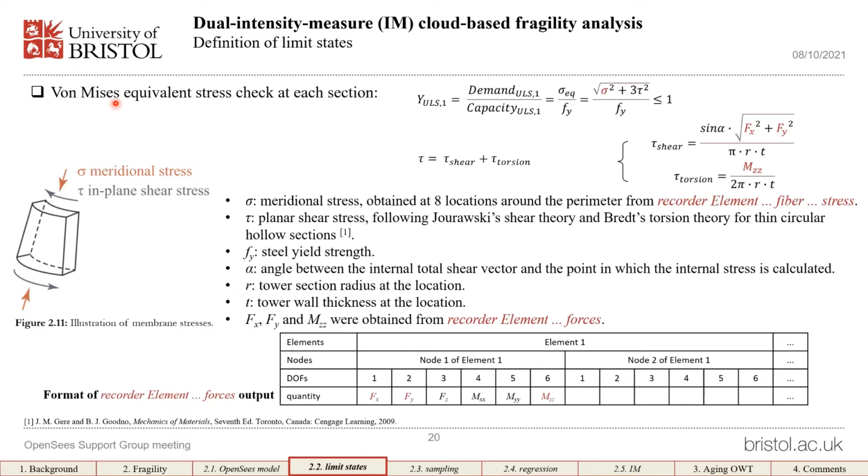The calculation of von Mises stress is given in this slide. So the Mises stress is a combination of the so-called meridional stress, sigma, and the in-plane shear stress of tau. The sigma was monitored at 8 evenly distributed locations for every cross-section of the tower of the wind turbine, and that's obtained from the OpenSees command of recorder element fiber stress. On the other hand, the quantities necessary for the calculation of the in-plane shear stress tau can be obtained from the OpenSees command of recorder element forces.